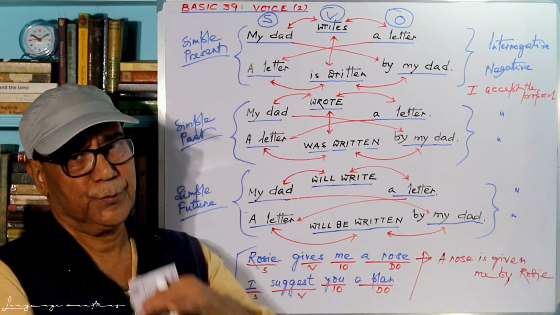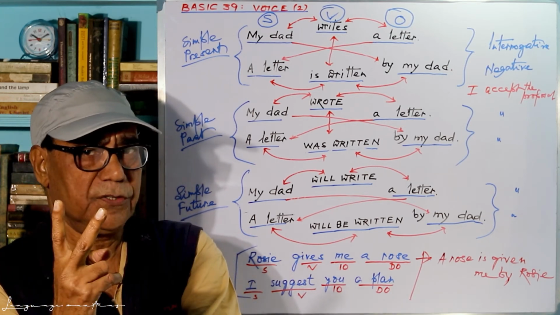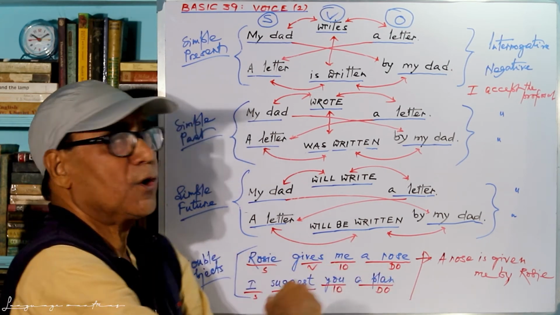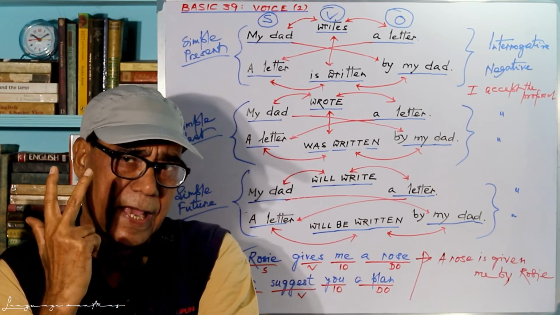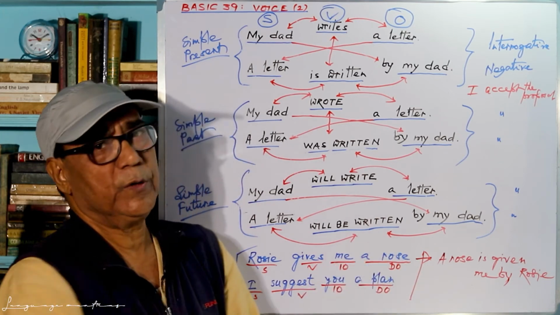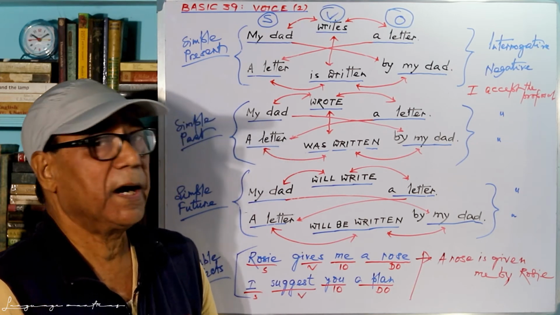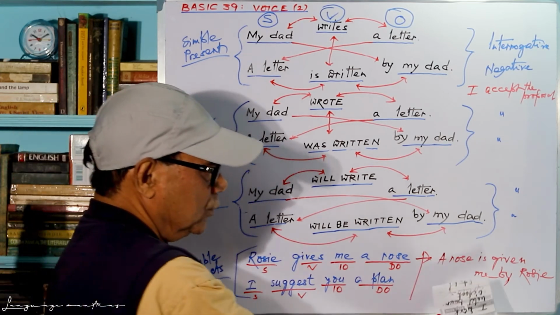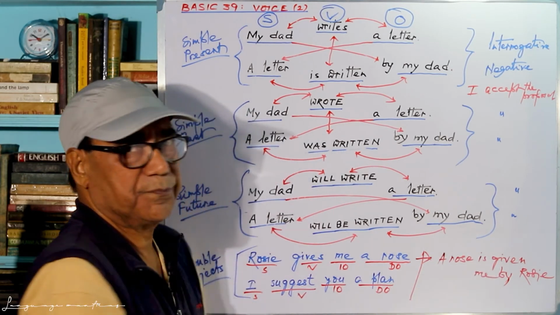So how to make it a passive voice? So we have two options. We can use any of the objects and make a passive form. So we can make two passive forms here. Suppose rose, we use this one as a subject. A rose is given me by Rosie. Just hide this one. So what happens? A rose is given by Rosie.